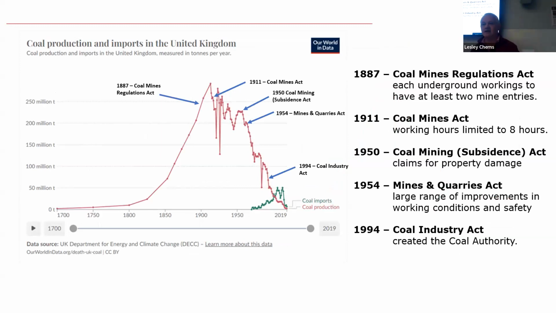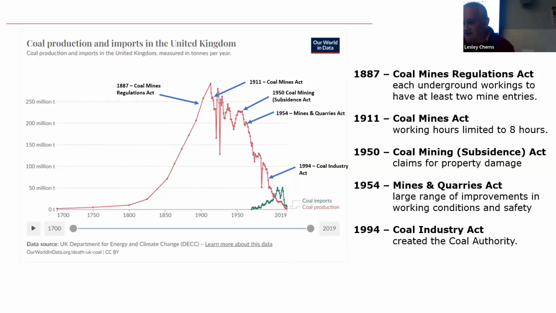1887, another Coal Mines Regulations Act. For the first time, there had to be two mine entries, because before that, if there was one shaft, that was absolutely fine. The problem was, if there was a problem at that shaft, if it collapsed or whatever, the colliers were stuck underground with no hope of escape. Very similar to the situation in Chile a few years ago, if you remember. So from 1887, there had to be two mine entries, so if there was a problem with one of them, there was an escape route.